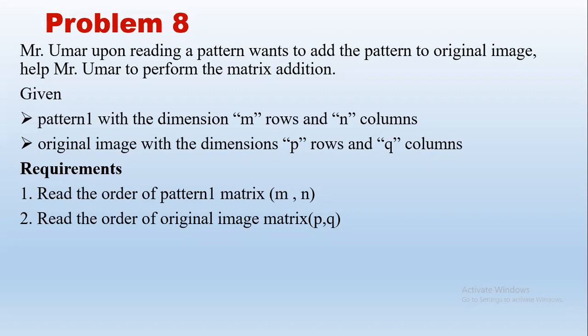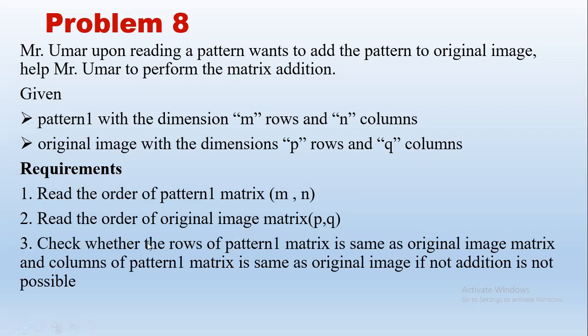Or if it is given properly, then perform addition, right? So that is what we have as a next requirement. Number of rows in the pattern 1 should be equal to number of rows in original, and the columns of pattern 1 should be same as the number of columns in original. If not, addition is not possible. In case they are equal, then we can perform addition, right?